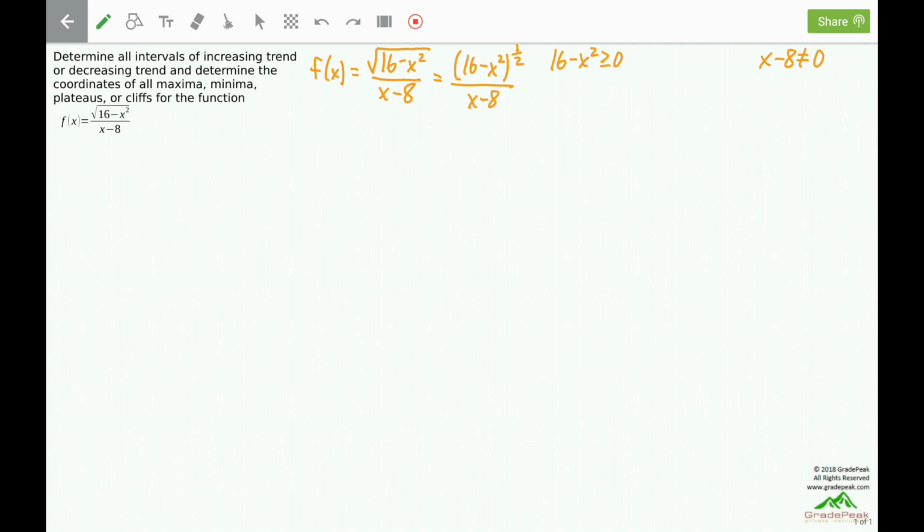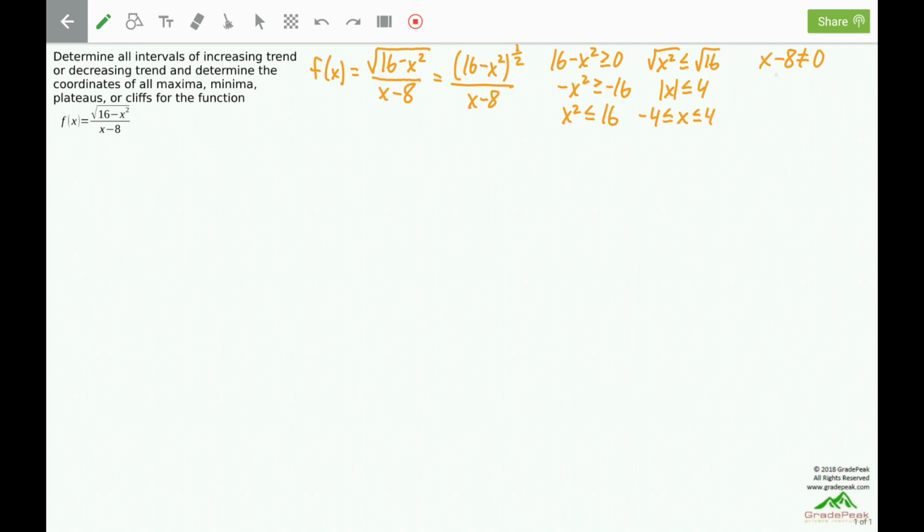Starting with the 16 minus x squared, we can solve for x by subtracting 16 from both sides. So negative x squared is greater than or equal to negative 16. Dividing both sides by negative 1, we flip the inequality. X squared is less than or equal to 16. We can take the square root of both sides. The square root of x squared is the absolute value of x, and the square root of 16 is 4. Since the absolute value of x is less than or equal to 4, we can remove the absolute value symbols by putting x between negative 4 and positive 4.